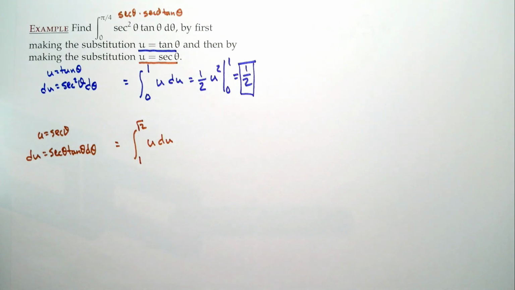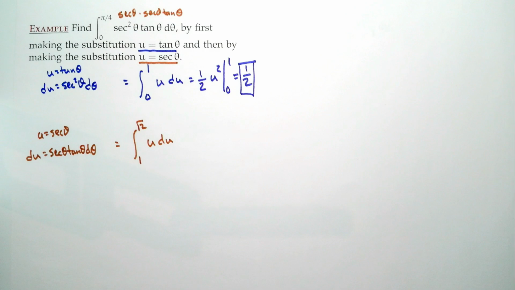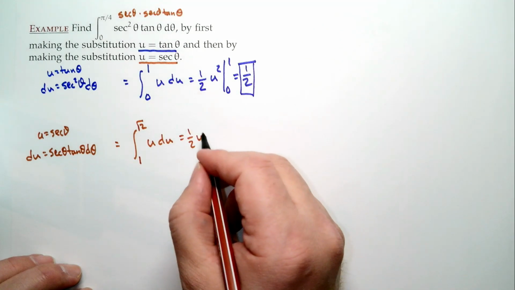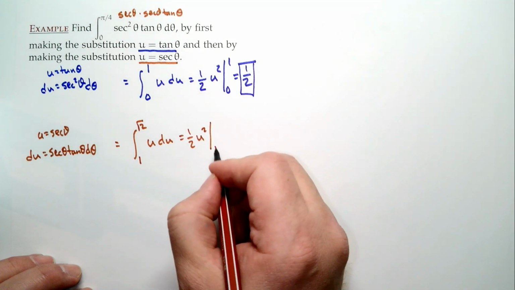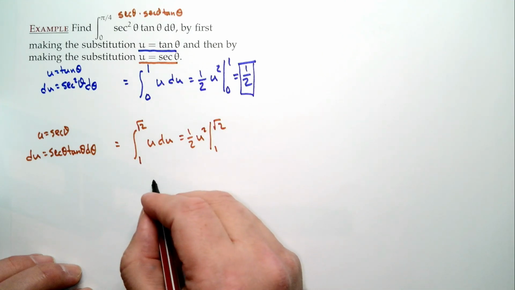Now you might say, these are not the same integral. Well, we're not claiming that they're the same integral. Our goal is to get the answer. Let's see if the answers are the same. It's the same antiderivative at least. So it's 1/2 u squared. Evaluate that from 1 to root 2. Don't have enough space. I'll move down here.